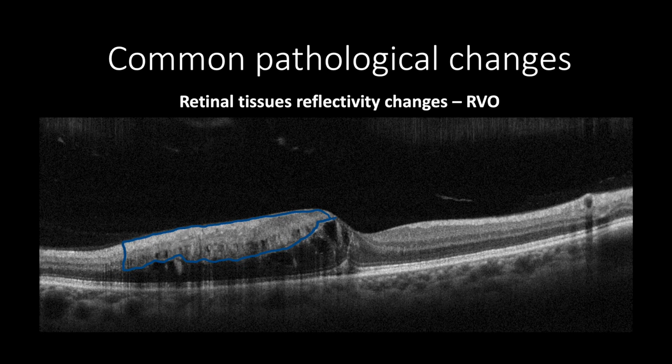tissue, along with increased central macular thickness, with intraretinal cystic changes and intraretinal hemorrhage, with or without subretinal fluids, as presented in this case of OCT cross-section of macular edema related to branch retinal vein occlusion. Please note the difference of inner retinal tissue reflectivity between the involved half of the occlusion and the spared half.